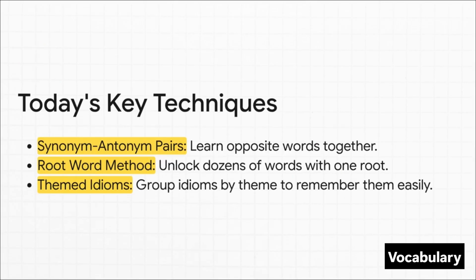So let's do a quick recap of what we learned. First, the synonym-antonym pairs. Always learn them together. Second, the root word method. Unlock tons of words with just one root. And third, themed idioms. Grouping them makes them so much easier to remember. These are basically your shortcuts to a fantastic vocabulary score.